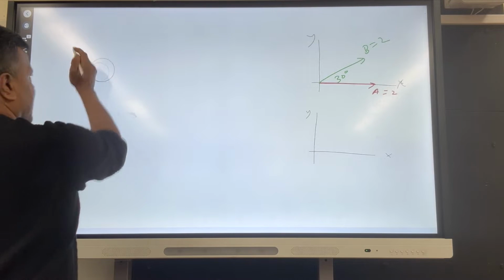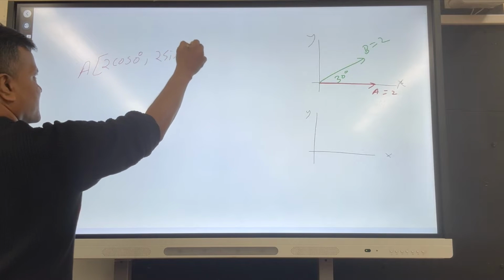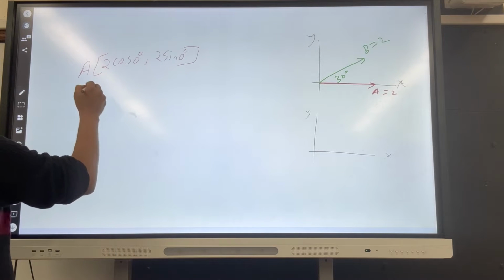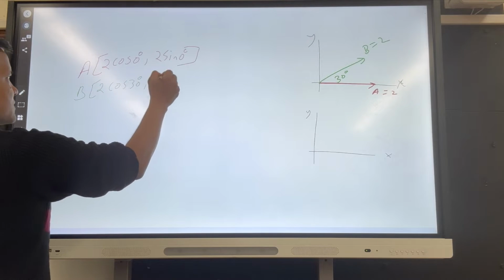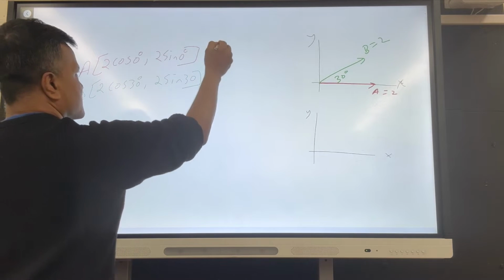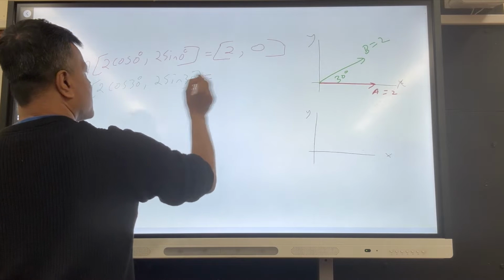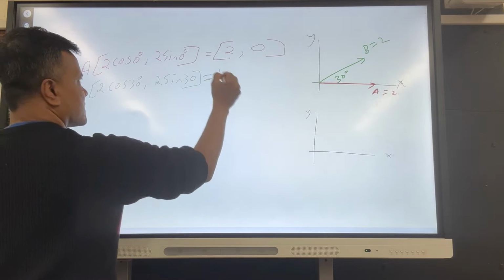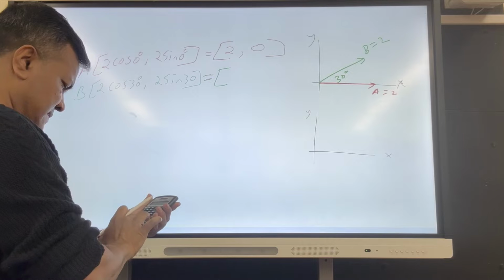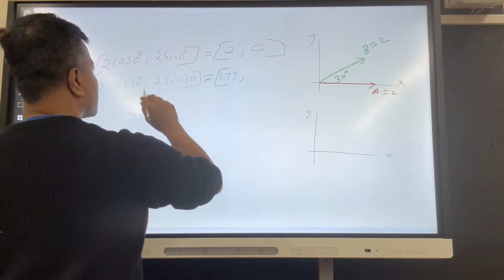Vector A has 2 cosine 0 degrees and 2 sine 0 degrees, and vector B is 2 cosine 30 degrees and 2 sine 30 degrees. So what is vector A? 2 cosine 0 is 2, 2 sine 0 is 0. Vector B is 2 cosine 30, 1.73, and 2 sine 30 is 1.